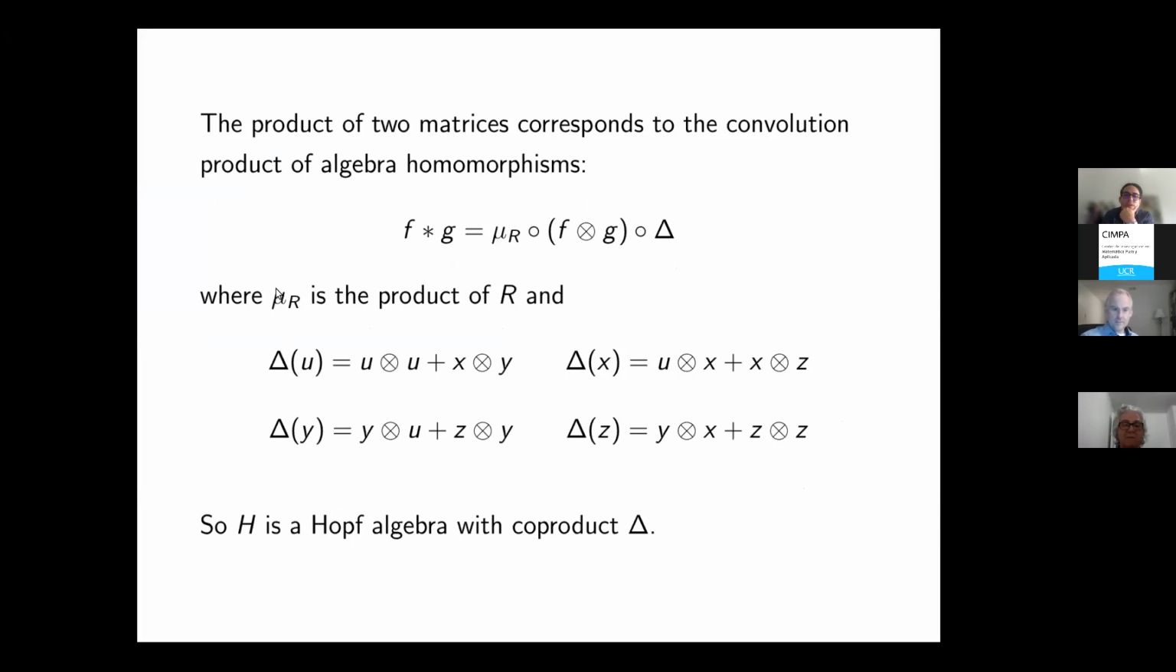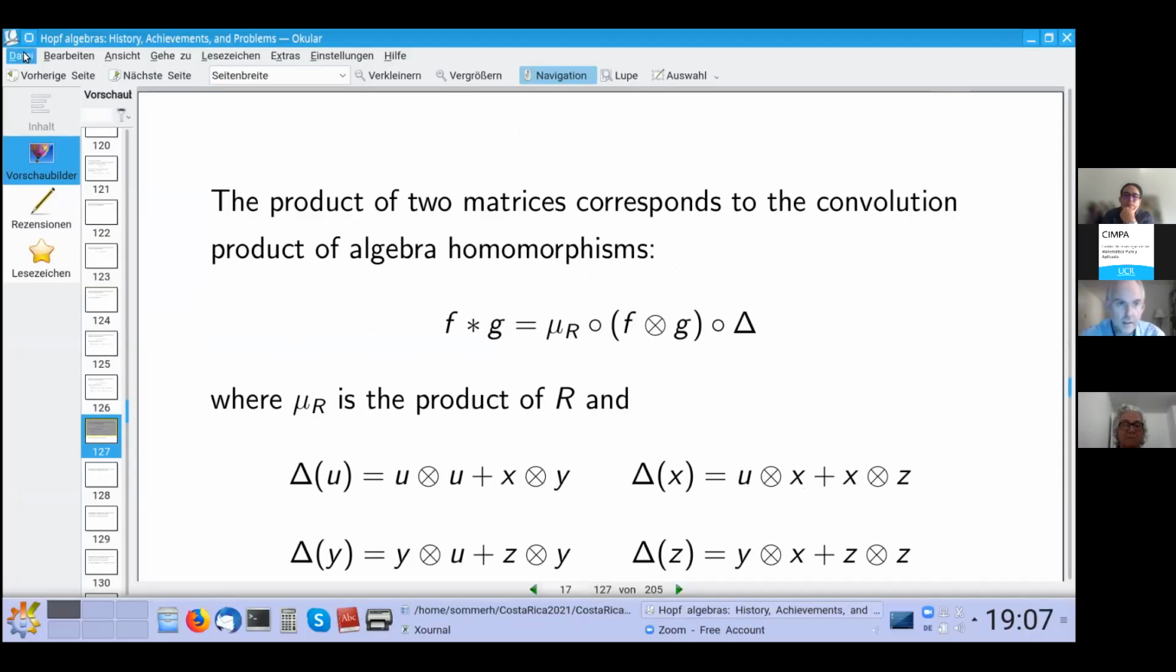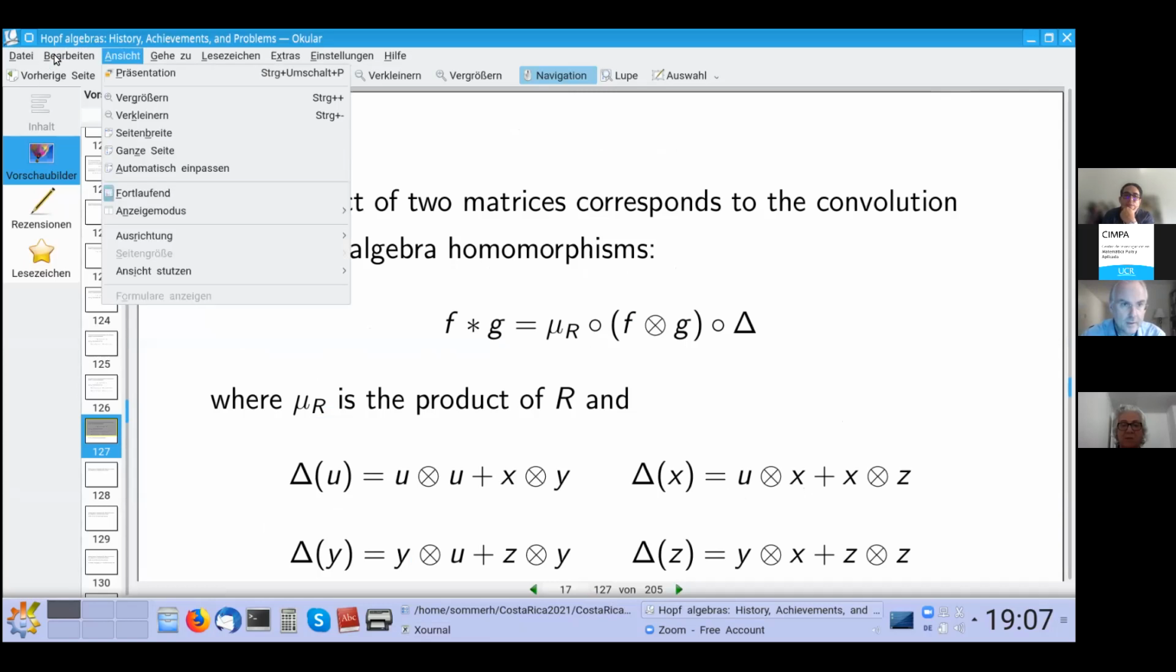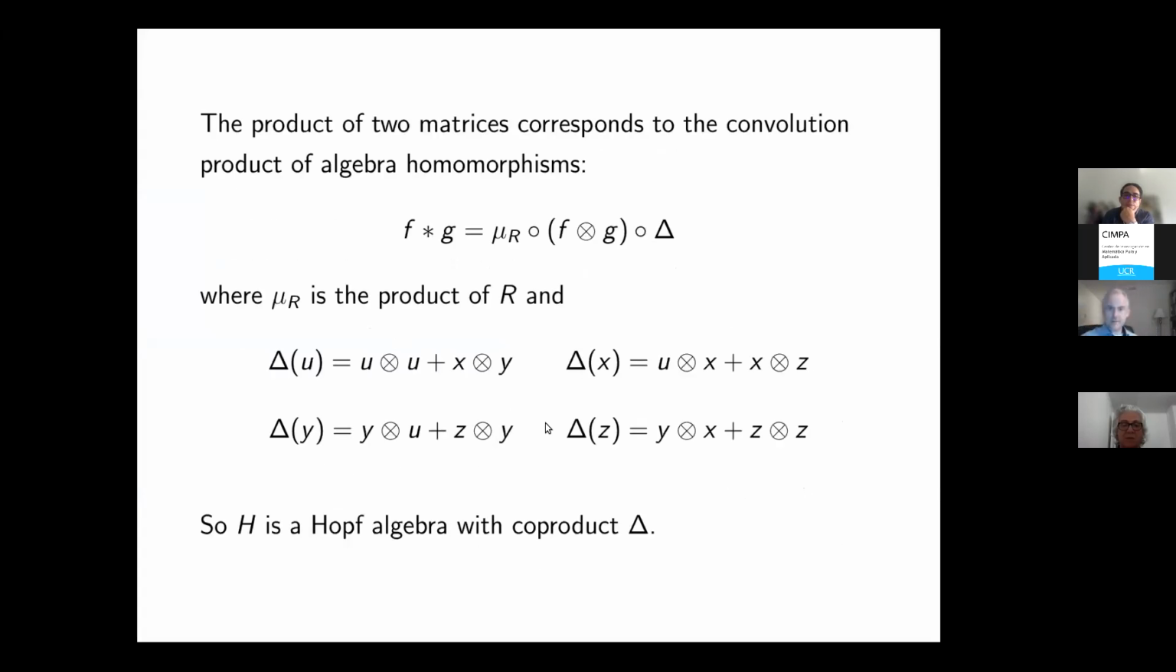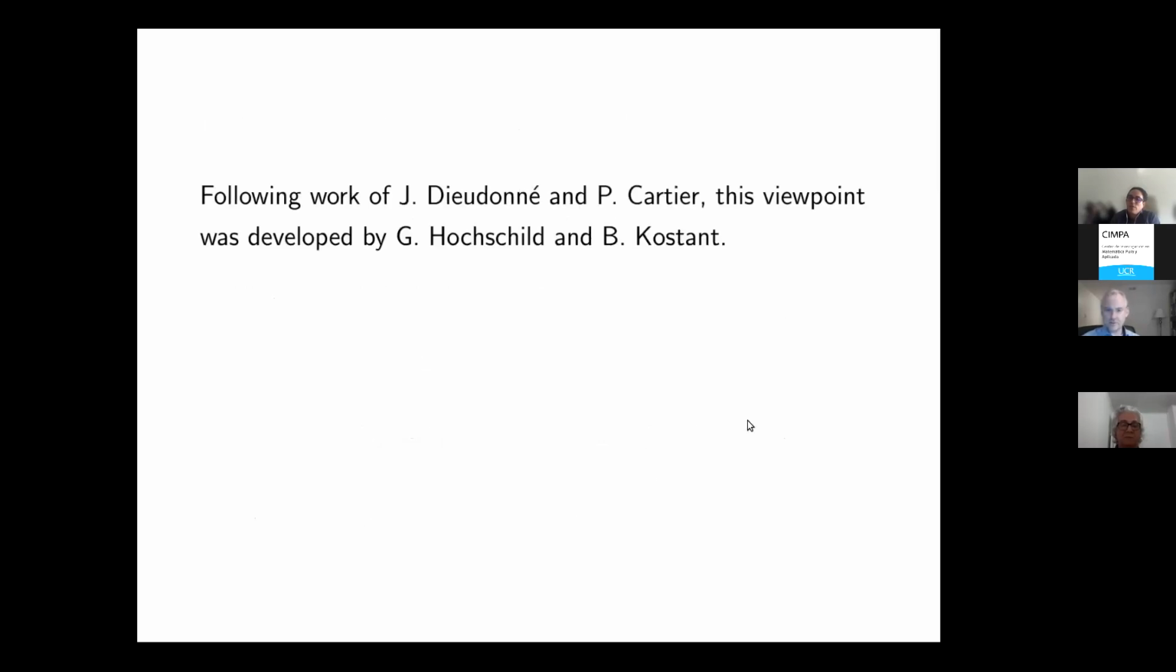So this is how the Hopf algebras come about here. If you have a functor from the category of finitely generated R algebras to the category of groups, and this functor is representable, then the group structure is reflected in the existence of a coproduct in the representing object, turning this into a Hopf algebra. So this is the second source for Hopf algebras.